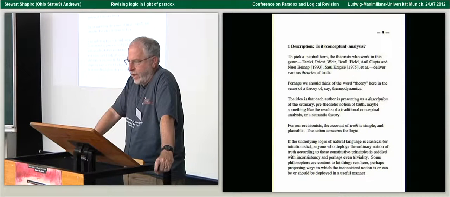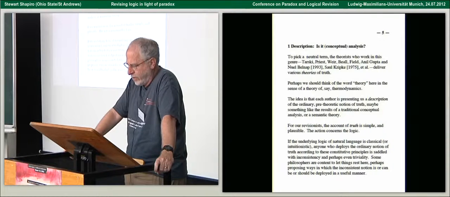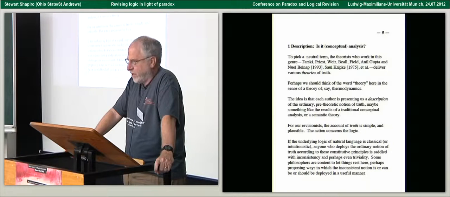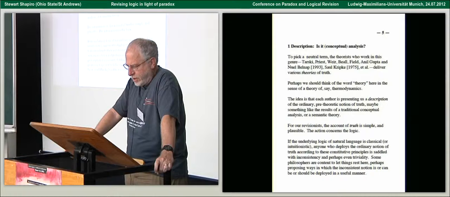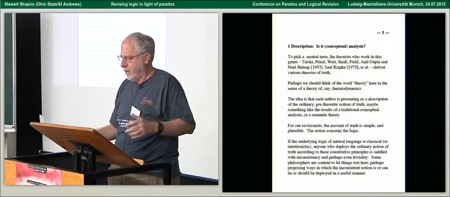So if the underlying logic is classical, and if we are going to actually adopt and deploy the unrestricted T-scheme, then everything's trivial. It blows up. Some philosophers are kind of content to leave things like that, suggesting that the inconsistent notion, or they might give ways in which the inconsistent notion can still be deployed in a useful manner, but don't feel any big need to get beyond it.